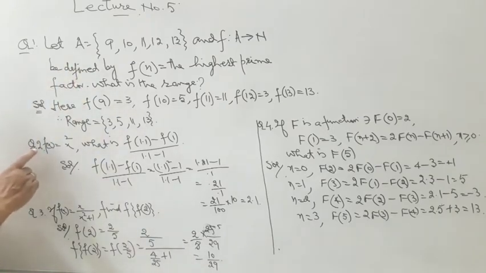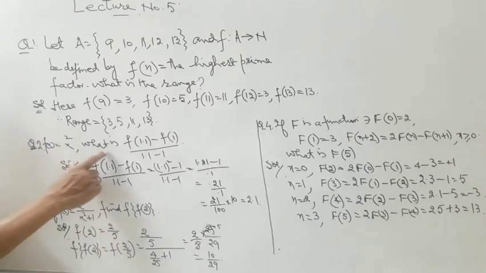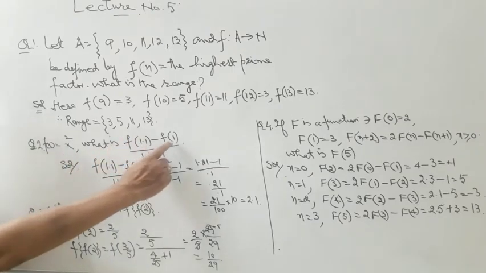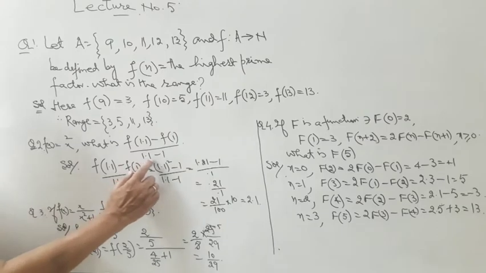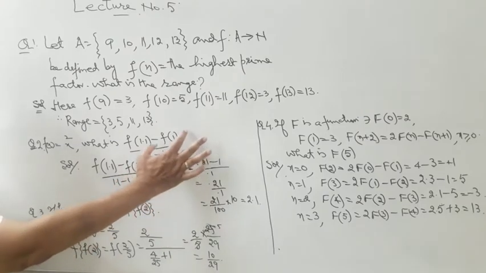Now take up once again one more question. f(x) is equal to x square. What is (f(1.1) minus f(1)) over (1.1 minus 1)? Please note down this question.